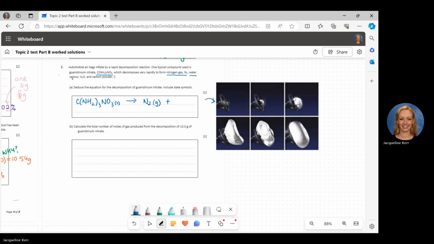So we use gas, water vapor, vaporization. That means that the water is also a gas. And then some carbon powder. And then, of course, you go back and balance our equation.